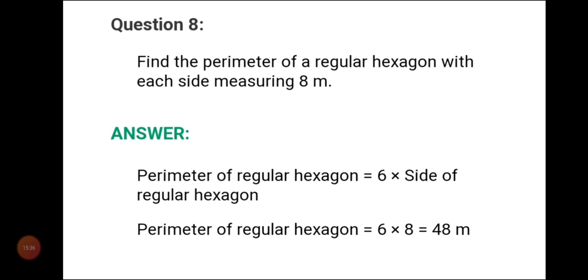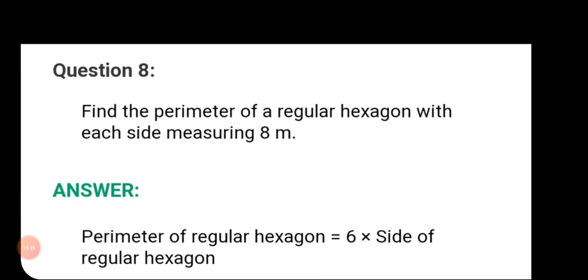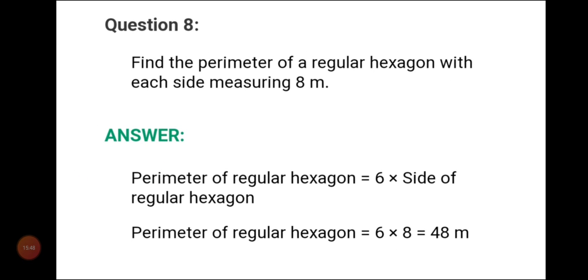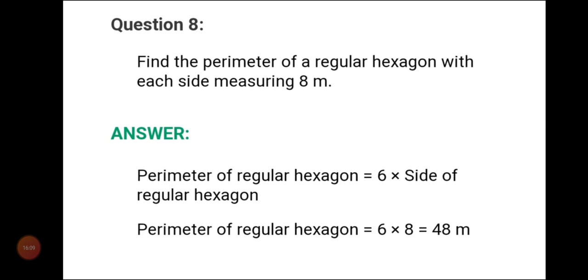Find the perimeter of a regular hexagon with each side measuring 8 meter. Dear students, now the word regular hexagon is given to us. Regular means all the sides of hexagon are equal. And if one side is 8 meter, then all the sides are equal to 8 meter. And hexagon means 6-sided figure. So we can form the formula as 6 into side of the regular hexagon. So multiply the side by 6, that is 48 meter is the perimeter of regular hexagon.